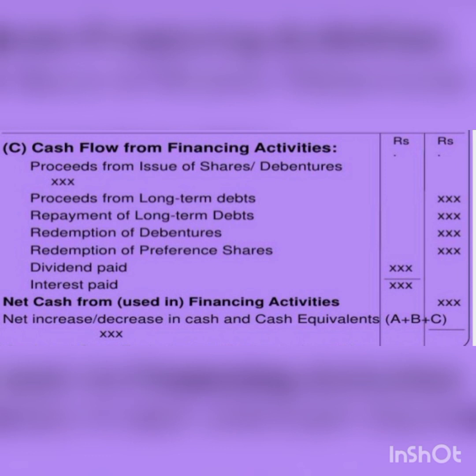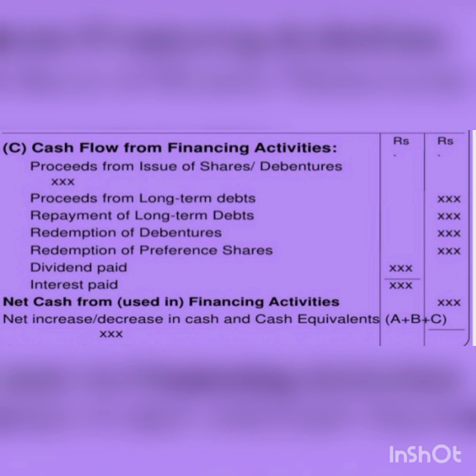Now we are going to analyze the statement showing the calculation of cash flow from financing activities. First we want to enter the amount of proceeds from issue of shares, debentures, loans, etc. Then proceeds from long-term debts. Long-term debts means debentures or long-term loans. Then deduct repayment of long-term debts, redemption of debentures, redemption of preference shares.